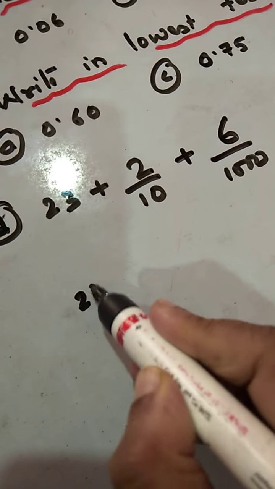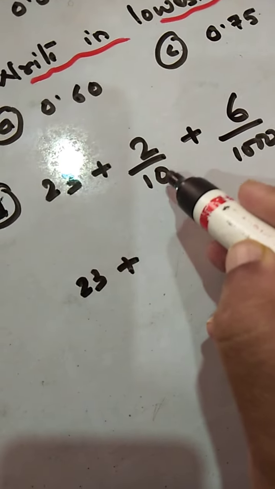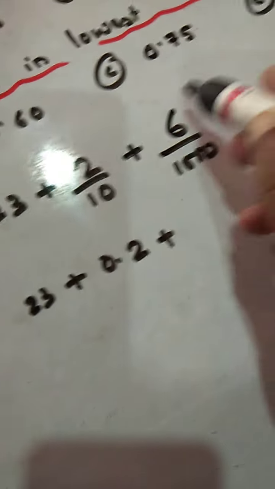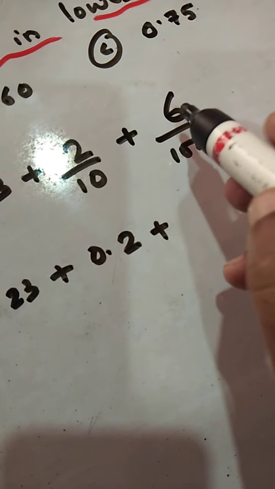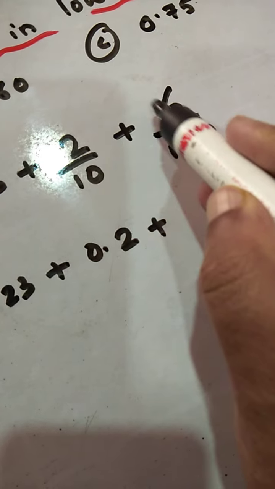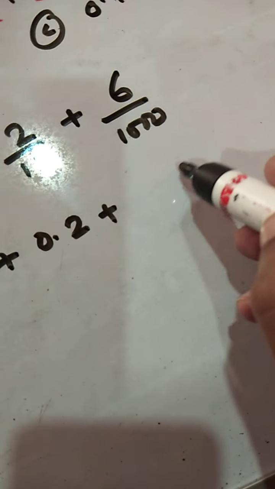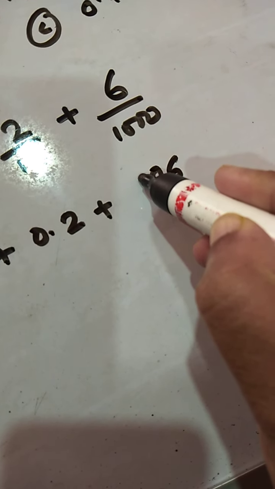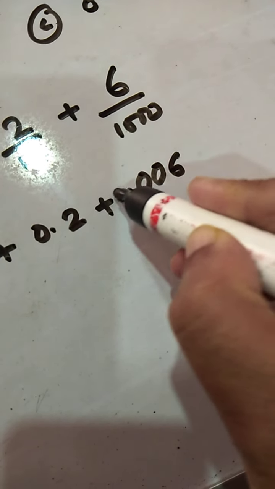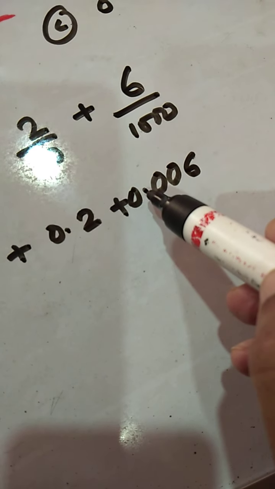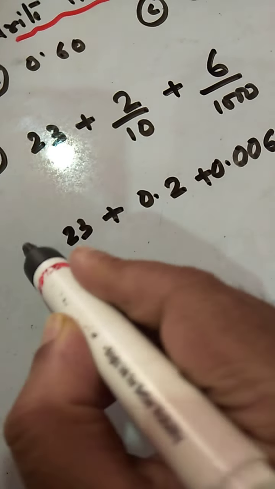So we have 23. 2 by 10 means only one 0 is there. That means just after one digit we'll put the decimal. 6 by 1000, that means 3 zeros. That means we have to put the decimal after 3 digits, but we have only one digit, so we have to adjust with zeros. So 6 by 1000 can be written as 0.006.